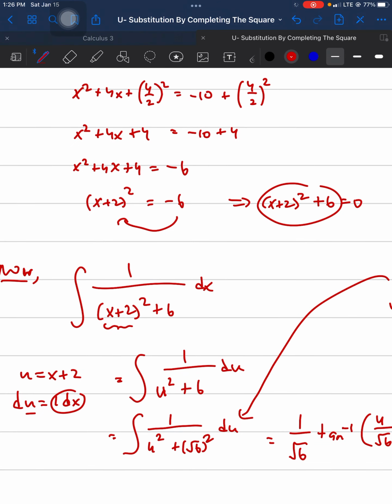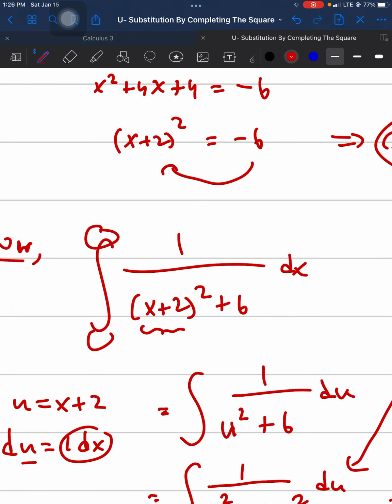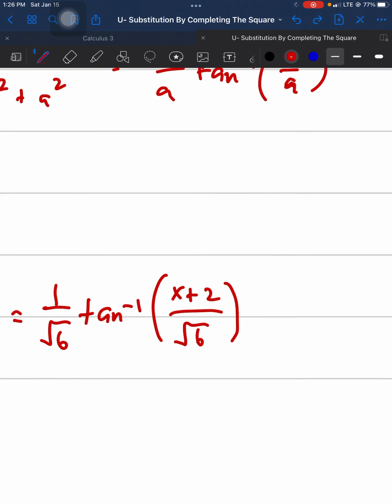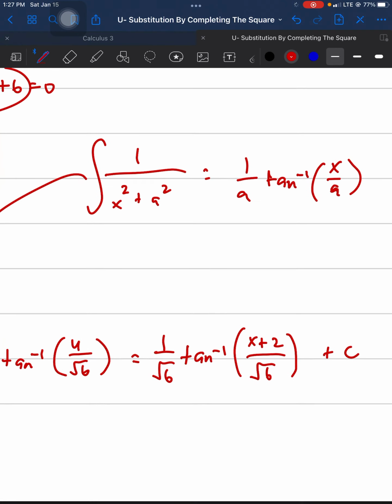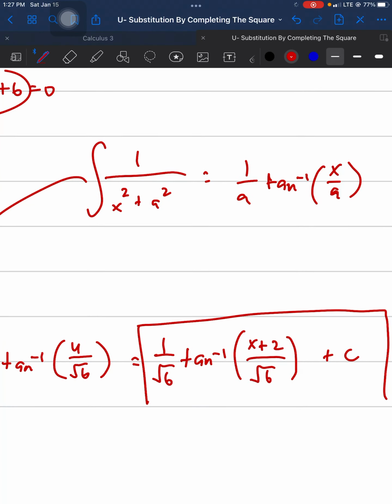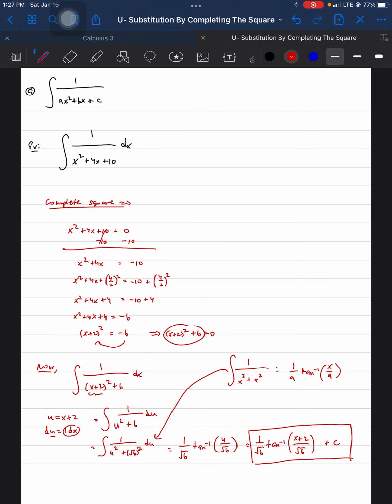And then since we're doing an indefinite integral, there's no bounds, you need to add that plus c, because this is just a general antiderivative. So plus c, and there you go. That's the answer for this first case. This is how you generally do it for the first case.